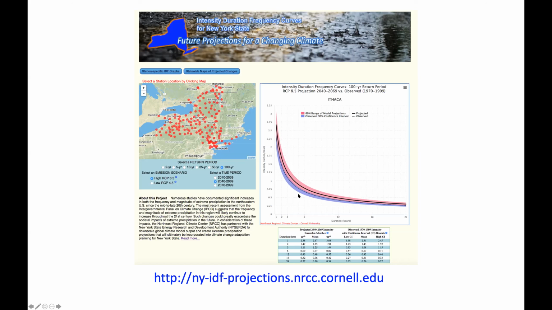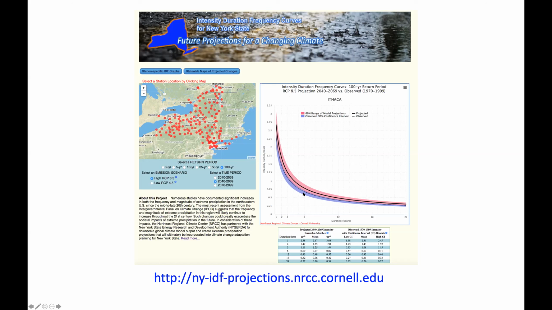What's shown here in the graph is a standard IDF curve, so duration across the bottom, intensity in inches per hour along the vertical. And then the two colors here represent the projected range. You can think of this dark black line as the projected IDF curve based on high emissions for this mid-century period. We're looking at a 100-year storm in this case. And the pink area represents the range of the model projections, so 80% of the model projections fall within that range.